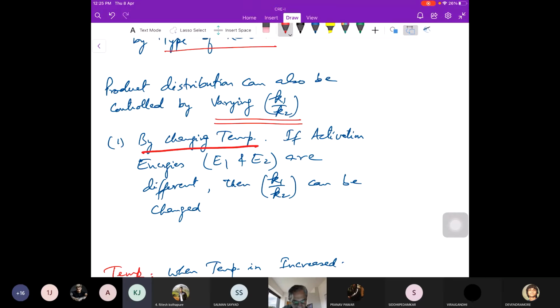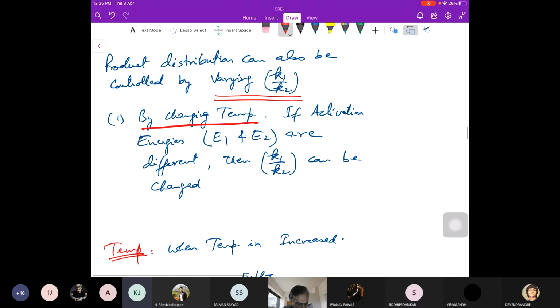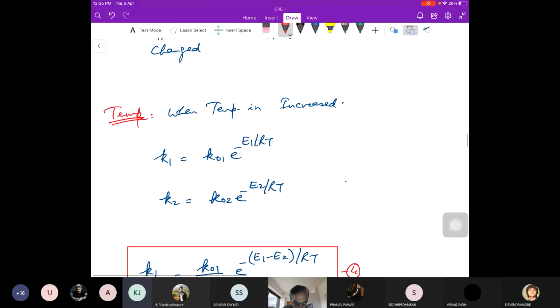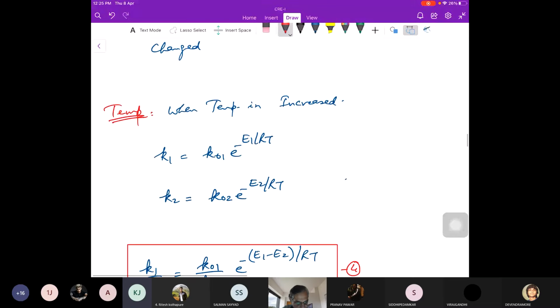अगर E1 E2 सेम है तो सेम इफेक्ट होगा टेम्परेचर का दोनों पर, doesn't really matter. But if E1 and E2, activation energy of first reaction and second reaction, are different, then we can manipulate or play with the temperature. ठीक है? So let's look at temperature. How do we use the temperature to change the distribution?